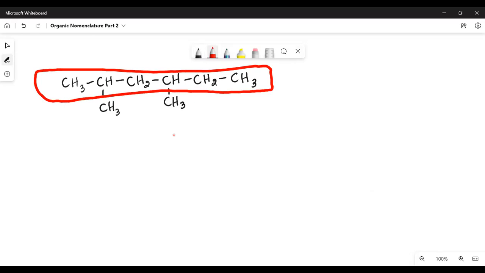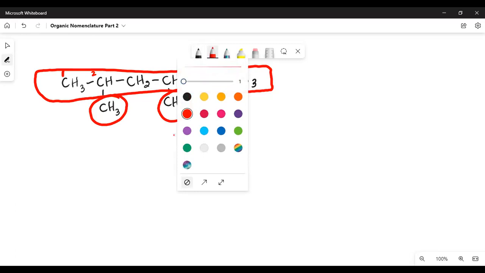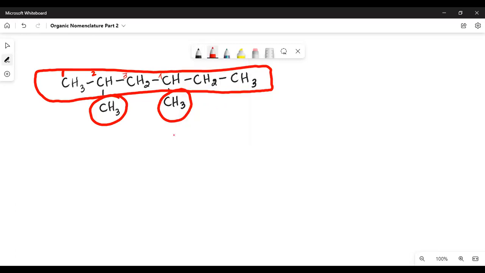This is going to be a parent chain. These two are going to be the branches. If I start the numbering from the right-hand side, the first methyl is going to get 3, the second methyl is going to get 5. Not correct. If I start numbering from the left-hand side, 1, 2, 3, 4, 5, 6, that's how it's better. So Saad was correct initially.